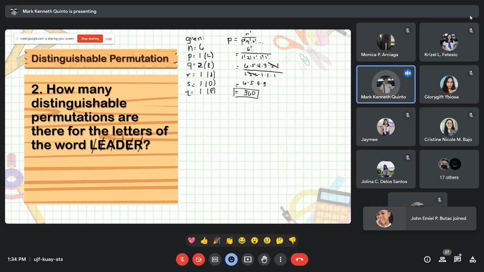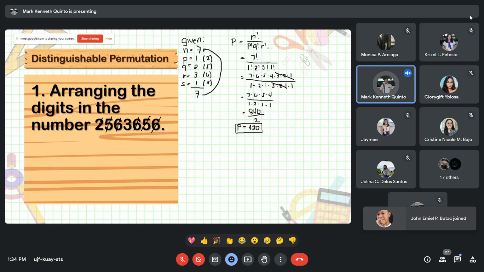Now, I have another way to solve our distinguishable permutation. Let's go back here to our example number 1. We're using the same given, since it's the same problem, we can solve it this way. So we have P is equal to 7 factorial all over 1 factorial, 2 factorial, 3 factorial, and 1 factorial. One way I thought of is, since our P and our S are equal to 1 factorial, when we expand it, what is the answer?